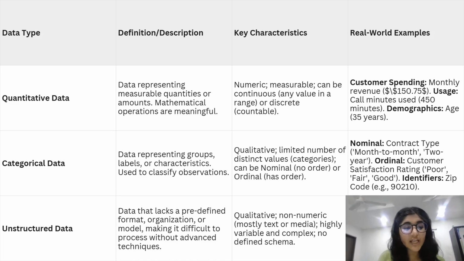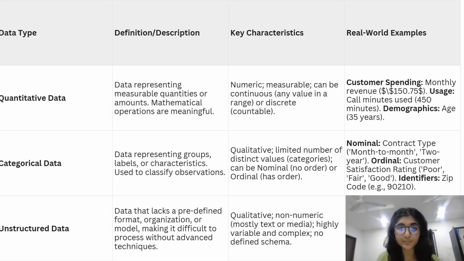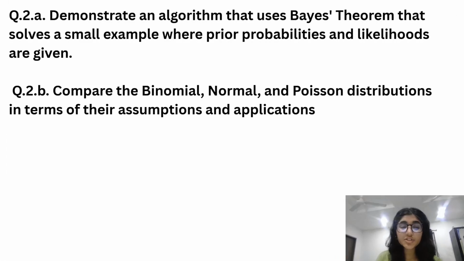Then the third type of data is unstructured data. In this, data lacks a predefined format, organization, or model, making it difficult to process without advanced techniques. Its key characteristics include qualitative, non-numeric, highly variable and complex, no defined schema. Then the real world examples include text, that is the free form content of an email or a social media comment, and media, that is a video recording of a meeting or an audio file of a customer service call. Moving on to the next question.